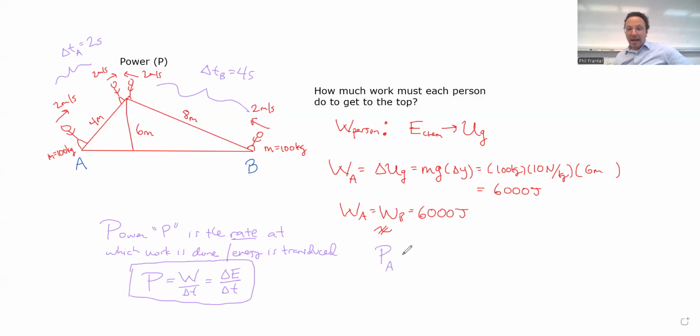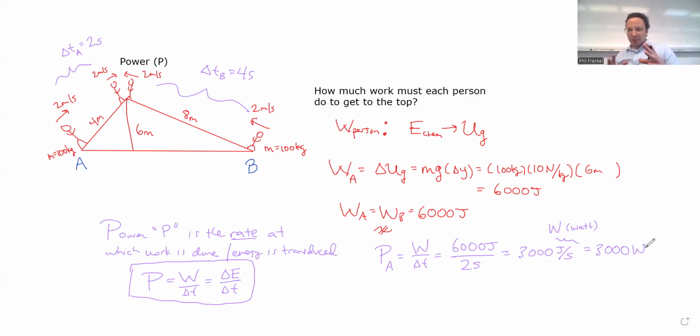So now we can calculate the power output of each person. Work over change in time. Person A does an amount of work equal to 6,000 joules in an amount of time, 2 seconds. And therefore, person A does 3,000 joules of work per second. That is person A's power output, 3,000 joules per second. We have a special name for a joule per second. We use capital W for this unit, and we call it a watt, W-A-T-T. So person A's power output is 3,000 watts.